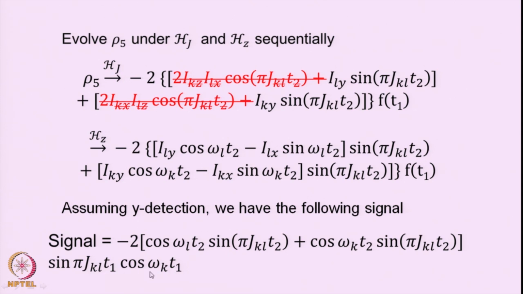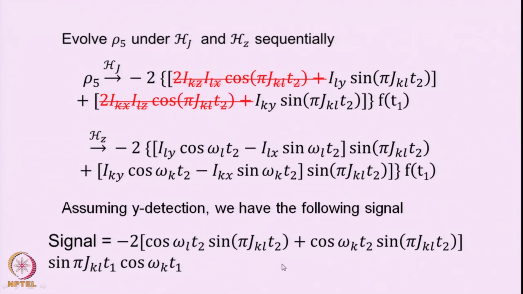Therefore, what I have got here, this part, gives me the diagonal peak after 2 dimensional Fourier transformation, because this is the cosine omega k here and cosine omega k here. This term gives me the cross peak because I have cosine omega L here and cosine omega k here. Therefore, this leads to the cross peak and this leads to the diagonal peak.